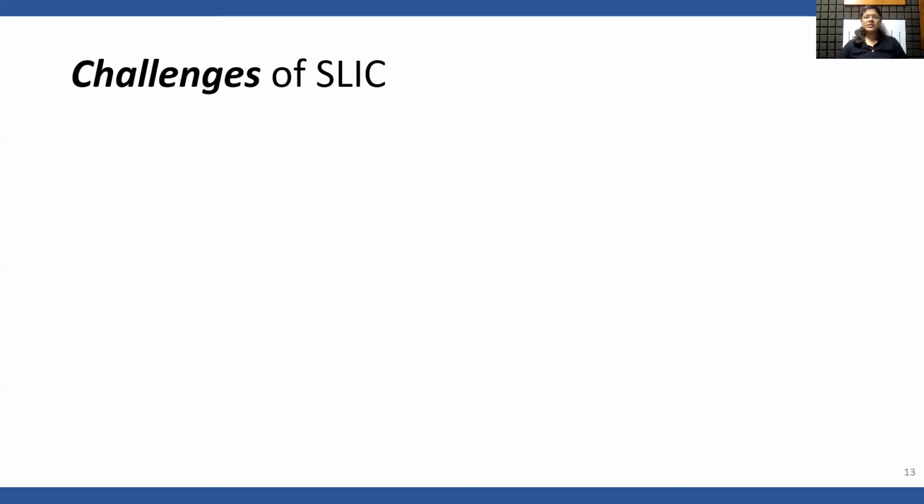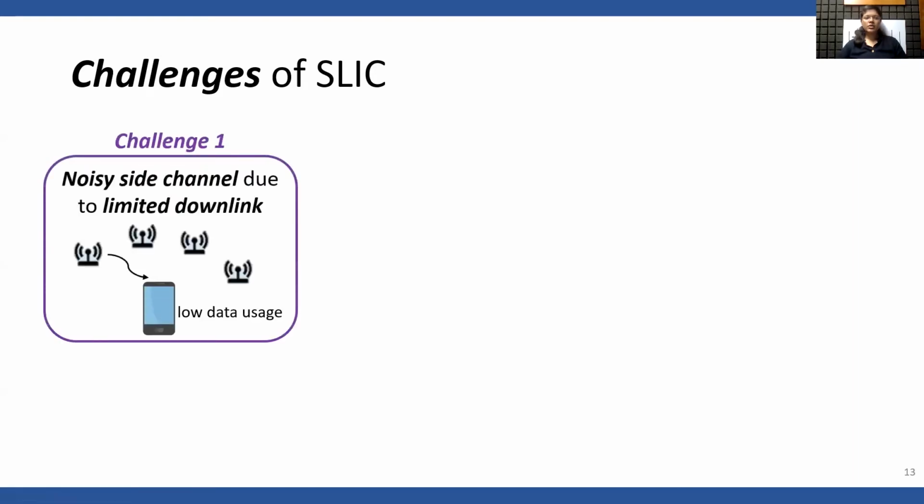SLIC has 3 main challenges. The first challenge is noisy side channel due to limited downlink. The side channel can become noisy when the number of secondary cell in the labeled record is different from the number of secondary cell in the victim's record.